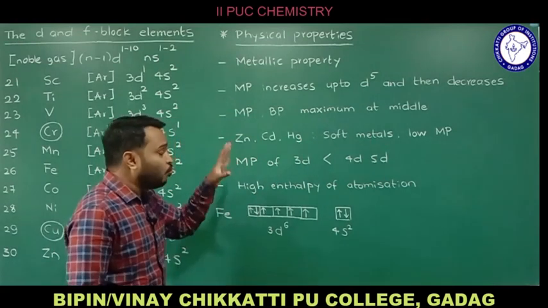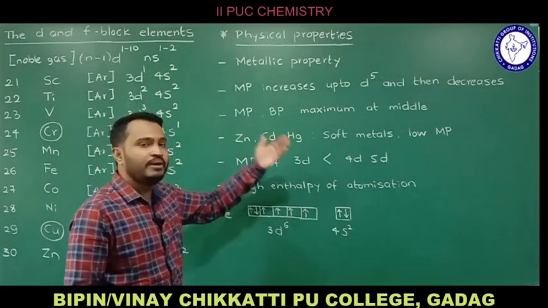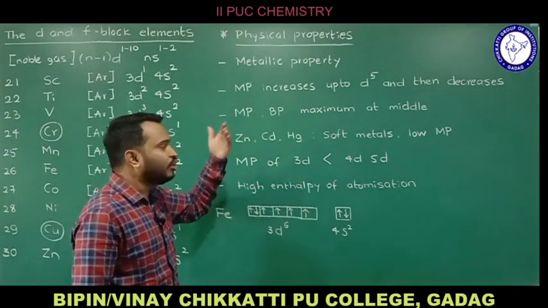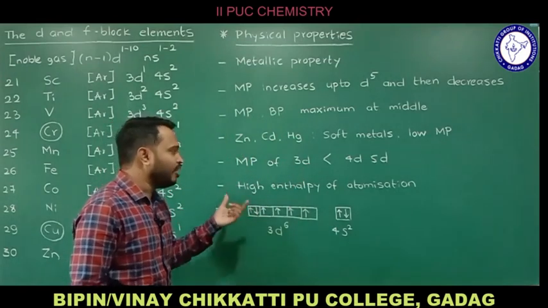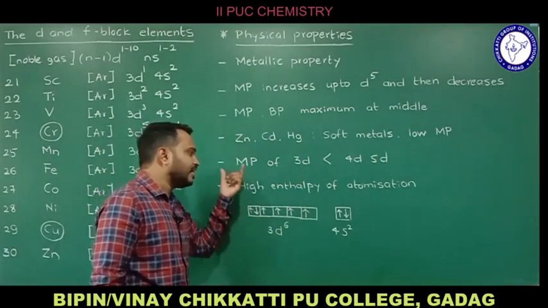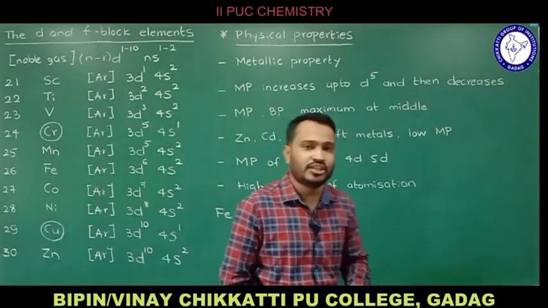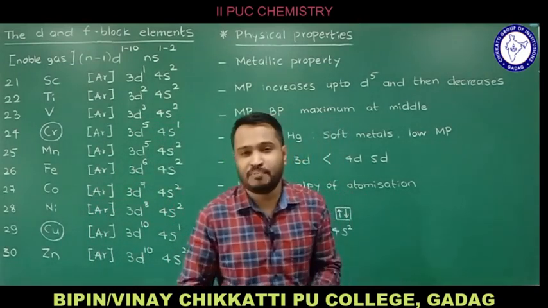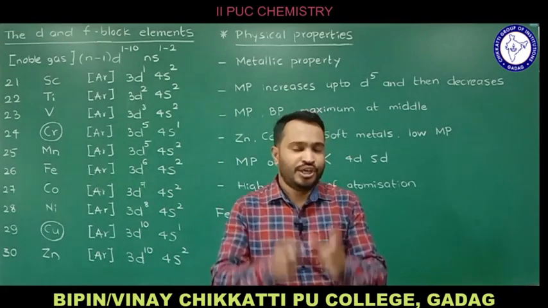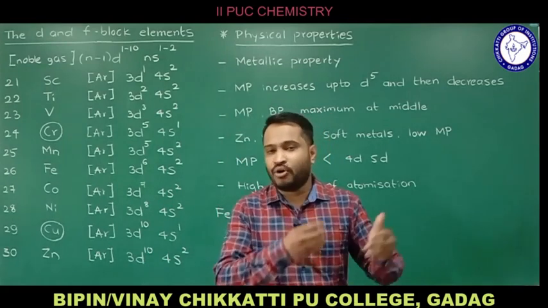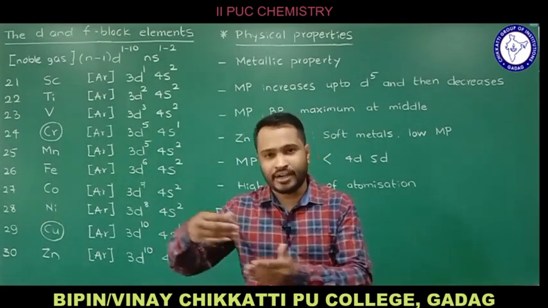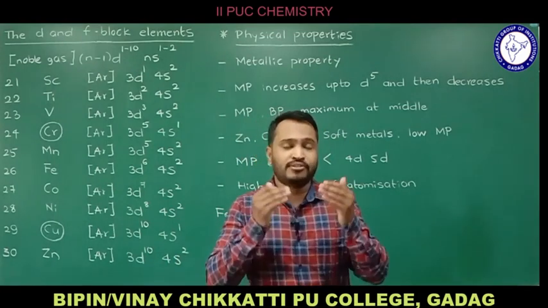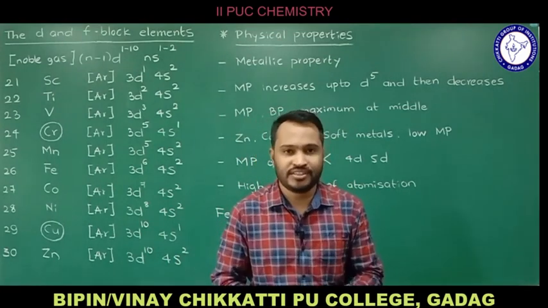And now why will the number of unpaired electrons be high, or you can say the melting point be high? That depends on one more property, that is the enthalpy of atomization. Let me explain what actually enthalpy of atomization is. If we have a molecule and the molecule is going to be dissociated into atoms, we need to supply a kind of energy for that, isn't it?